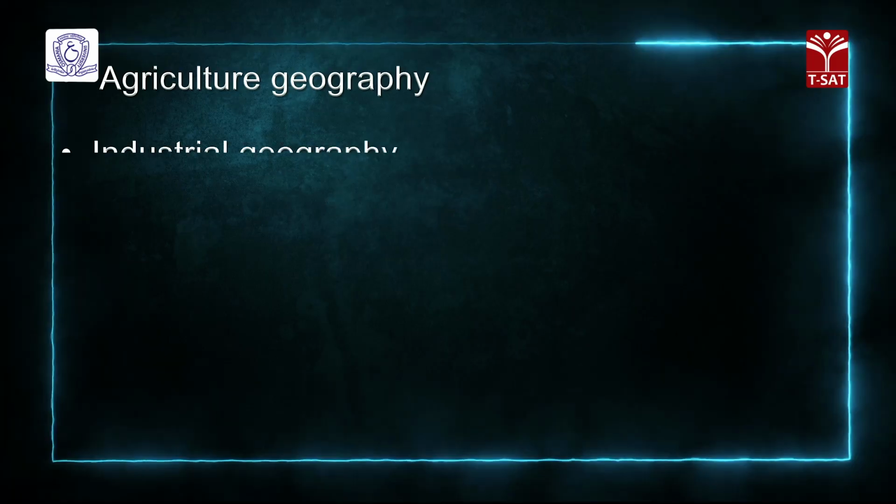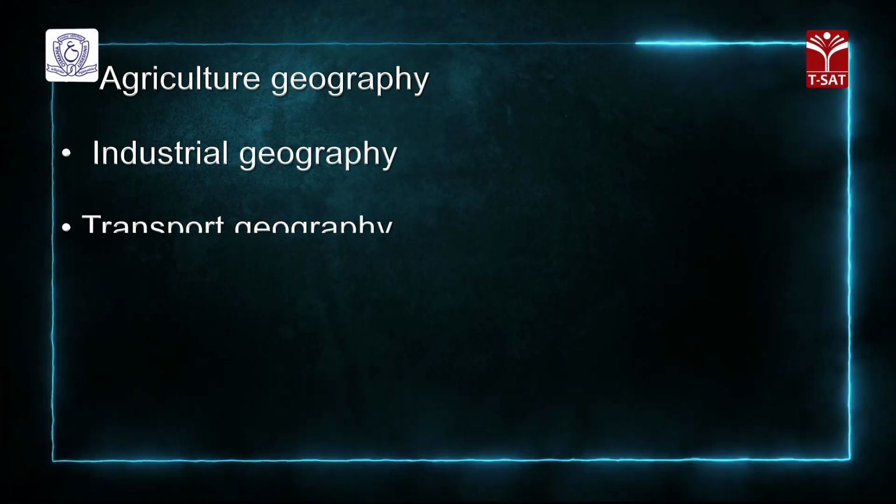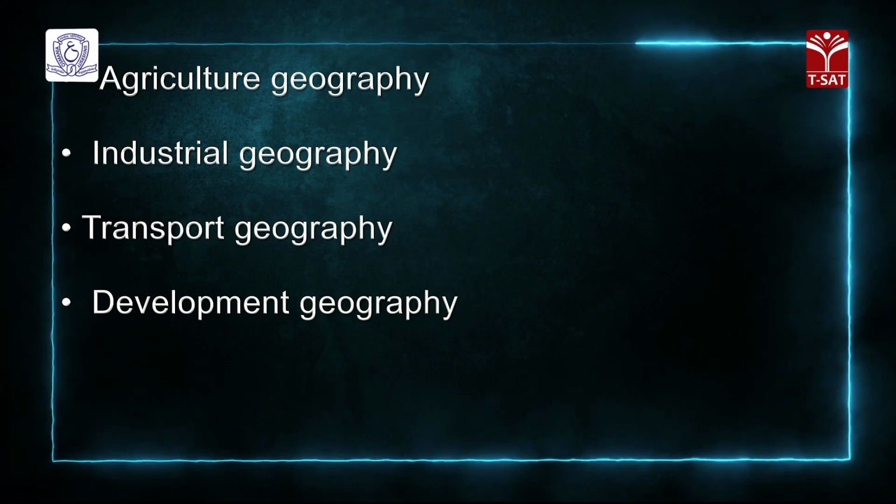There are four major branches in economic geography, such as agriculture geography, industrial geography, transport geography and development geography. The focus of geographers has now shifted from exploitation of resources to geography for human welfare.